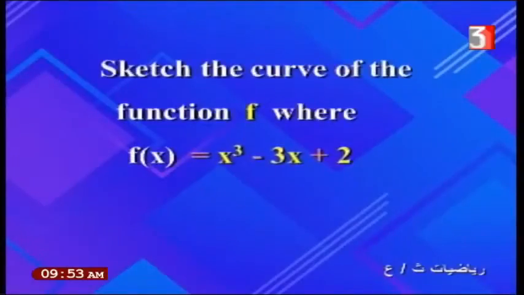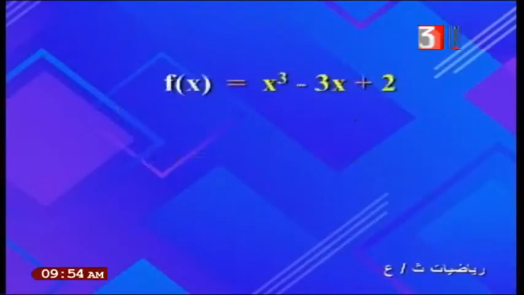Another example. Sketch the curve of the function f where f(x) equals x to the power 3 minus 3x plus 2. The function f(x) equals x^3 minus 3x plus 2. We have a polynomial function. The example asks to sketch the curve of this function in its domain. The domain of this function is R, all real numbers, positive or negative or 0.